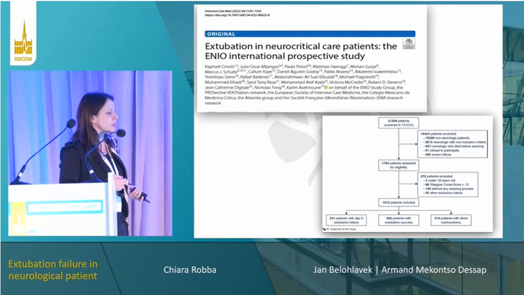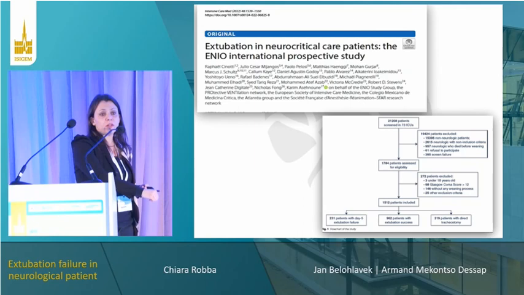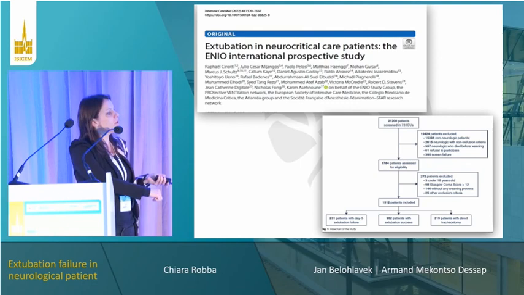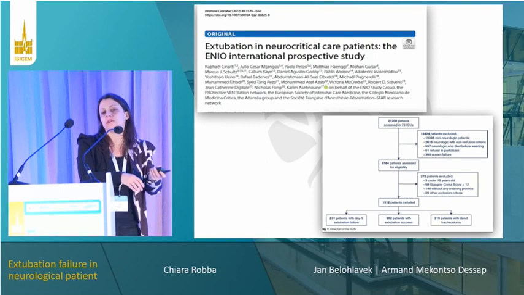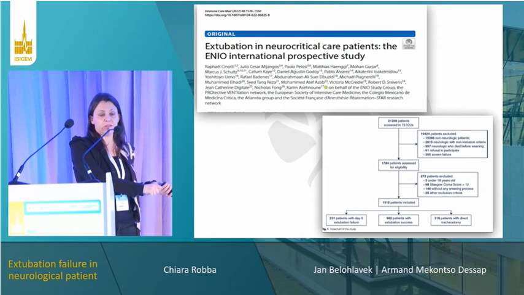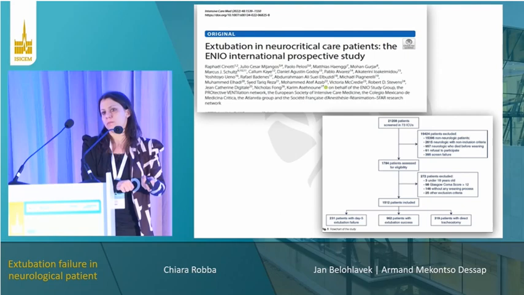And that's why it was planned a few years ago with a group of neurointensive care of ESICM, the ENIO study. This is a very large observational study, which was performed by the group of Rafael Cinotti, so the group of our French colleagues, and which involved many, many centers. And it was the first observational study which specifically focused on neurological patients and on extubation. 1,500 patients, if you see, 230 of them were extubated within day 5, so only a minority of these were able to be extubated quite early, and a large number, we will discuss it later, needed a tracheostomy, either as primary tracheostomy or as extubation failure.